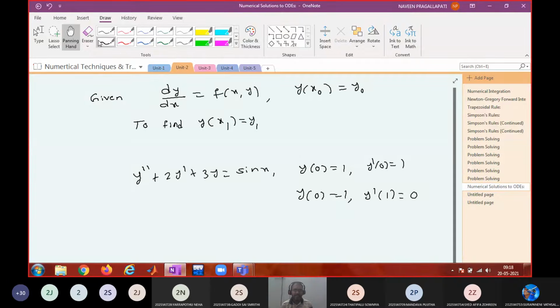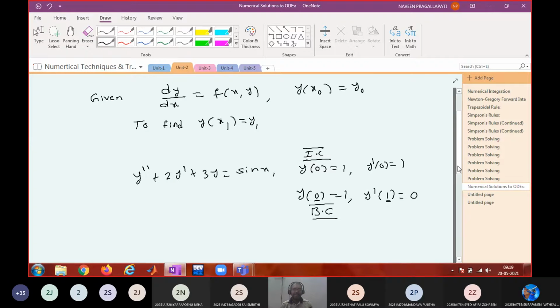Okay, so if all the conditions are specified at the same point, they are called initial conditions. In short, it is denoted with IC. And if the conditions are specified at different points, they are called boundary conditions. In short, BC.